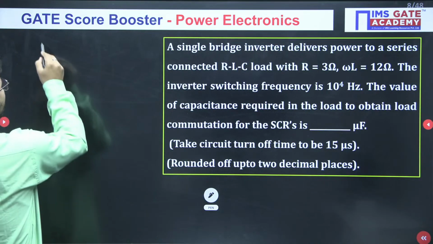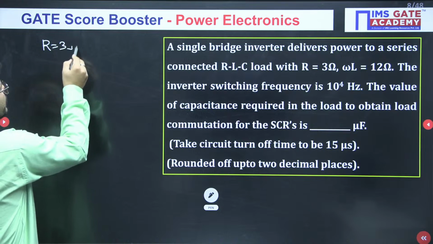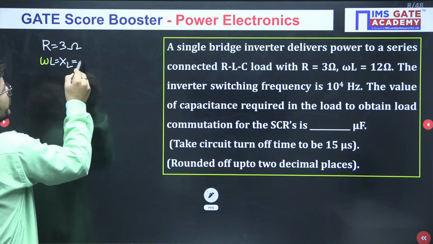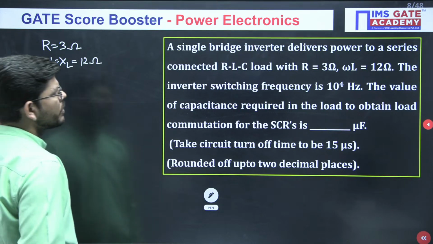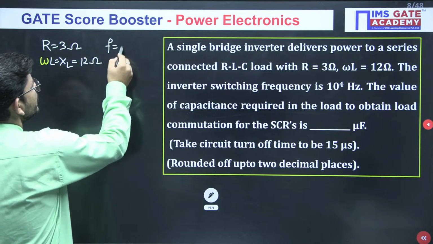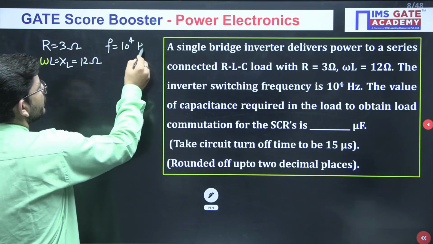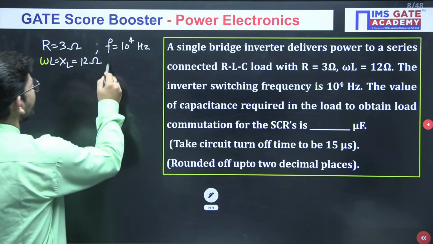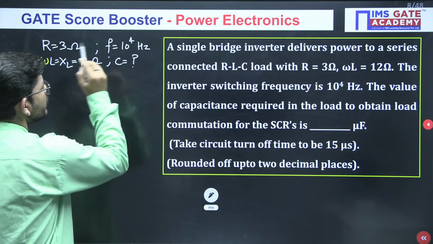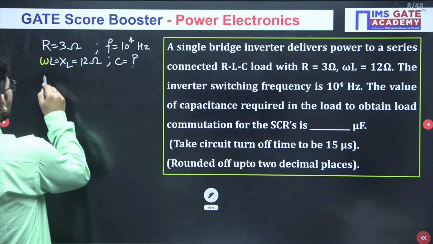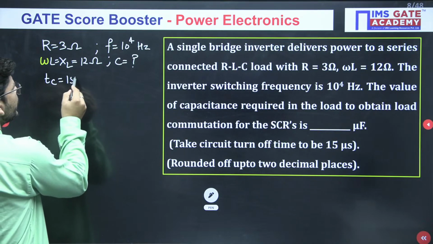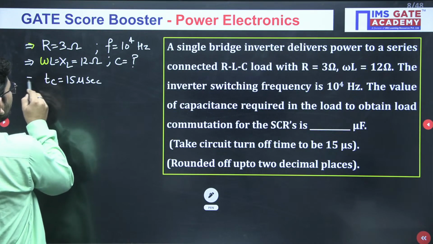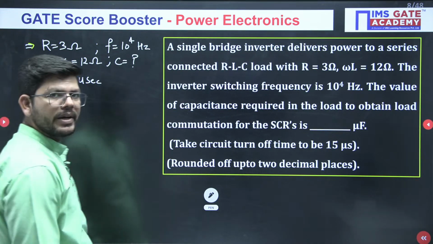So what has been given to us? The value of resistance is 3 ohm, and omega L, which we can write as XL, is 12 ohm. The inverter switching frequency is 10 to the power 4 Hertz. Then what value of capacitance is required? This is what you have to calculate. You can also take the circuit turn off time to be 15 microsecond. Now you have to find the value of the capacitor.